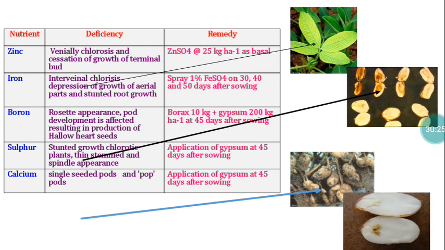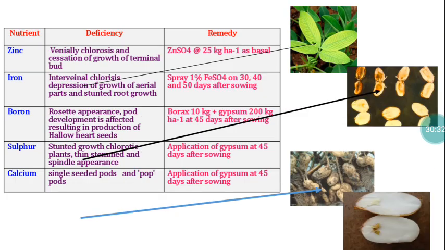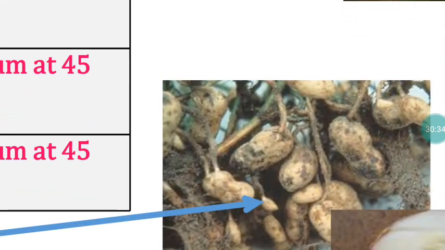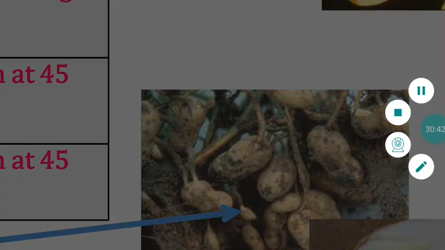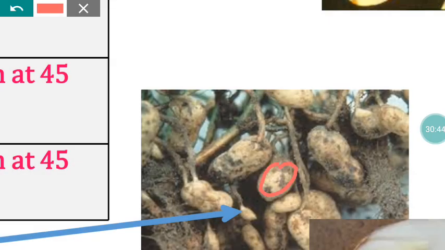Like boron, calcium also causes a major problem as far as the groundnut crop is concerned. Normally in groundnut, there are more pods with a single compartment. Here you can see the pod with a single compartment, so per pod only one kernel will be available. These are the pods that have two kernels. Whereas if there is any calcium deficiency, whatever pod is formed will have only one kernel.